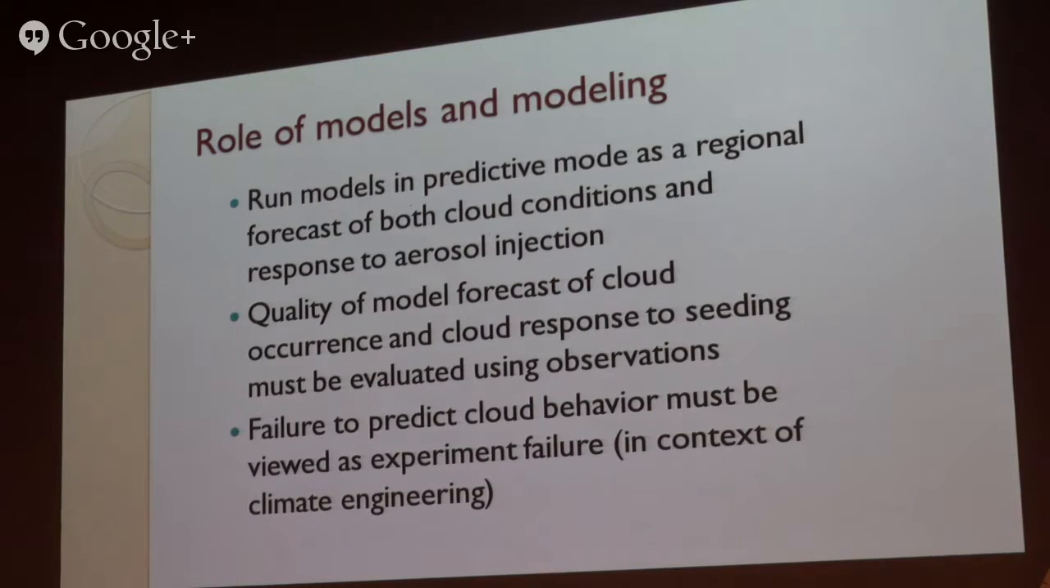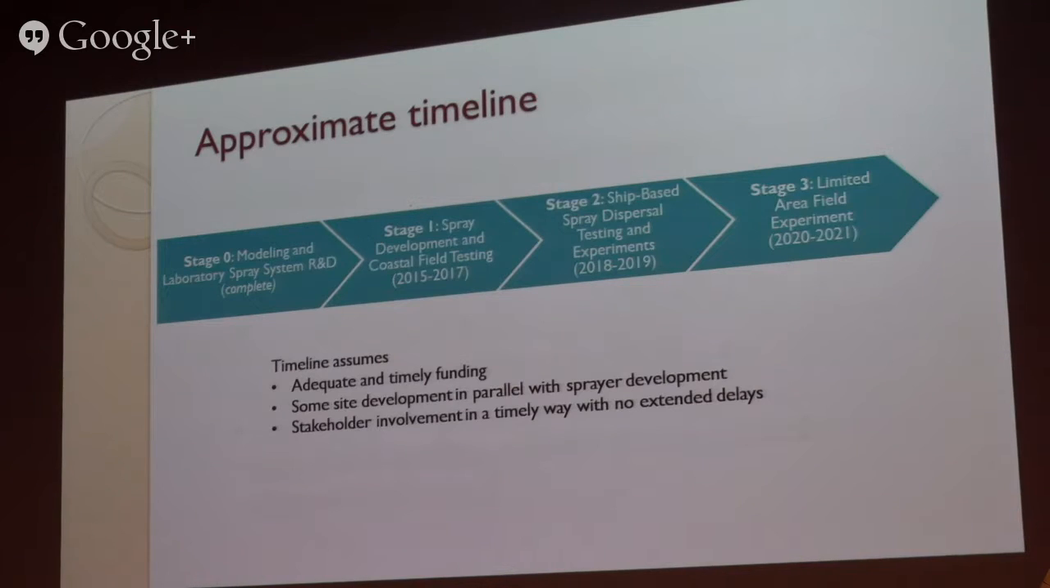We would like to run models in a predictive mode as a regional forecast, and we'd like to evaluate those. And to some extent, I've made a fairly dramatic statement here, but from a physical process sense, we can go, okay, if we weren't successful, we can repeat the experiment and do it again, and that's what we often do. But if we're talking about doing this as a precursor to doing solar radiation management by marine cloud brightening, we need to have a predictive model. If our model does not predict what happens within some reasonable bounds, then we don't have an engineering model that's successful. Now, I wanted to introduce a little bit of reality here.